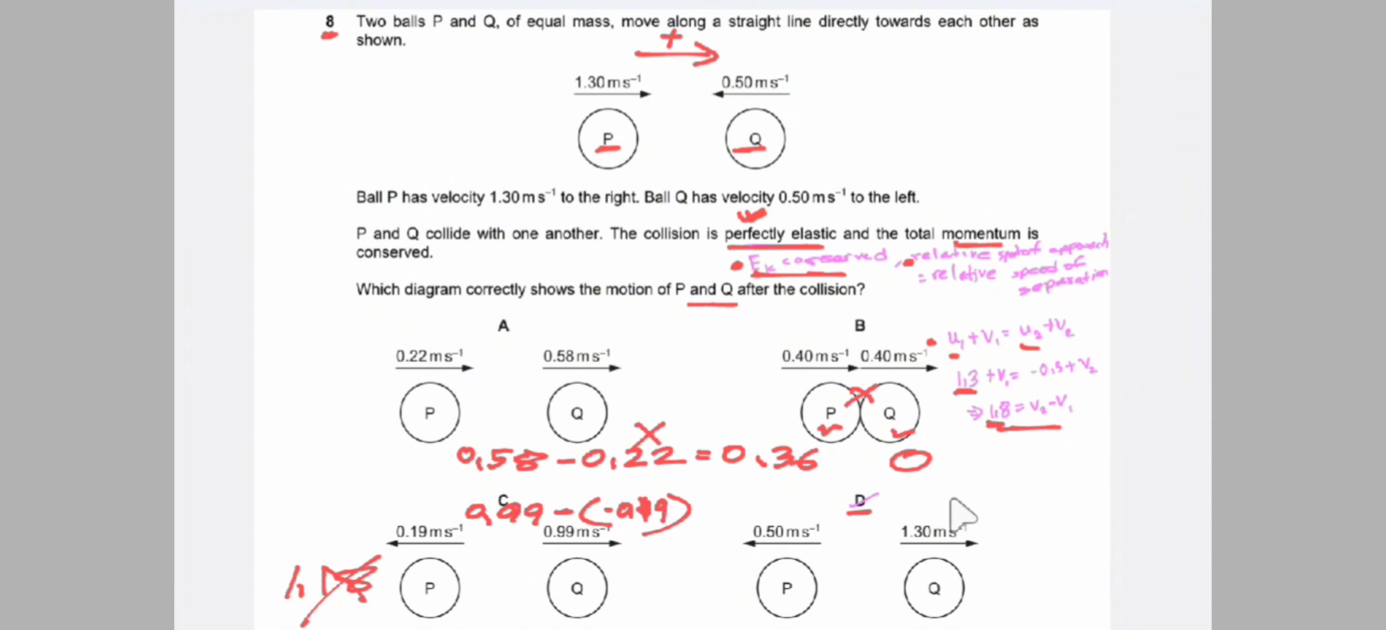Then option D. Q is moving to the right, so 1.3 minus, that is v2 minus v1. V1 is moving to the left, therefore it is negative 0.5. So after calculating, we get a value of 1.8. So the correct statement is D.